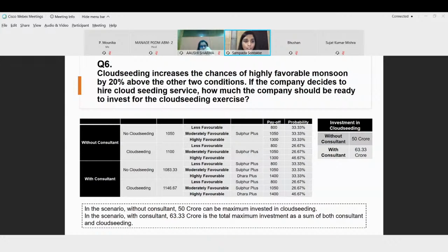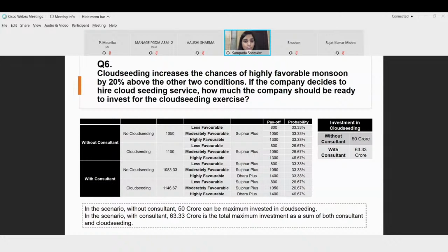So for this, like I mentioned in the fifth question, for the without consultant scenario, again, we have tried to find out the product using the expected value. Sulfur plus here again gave the maximum payoff, and therefore sulfur plus was considered for the without consultant scenario. So we just multiplied it with the probabilities for each of the scenarios. And then, as you can see, for no cloud seeding, the payoff came out to be 1050, while for cloud seeding, it came out to be 1100. So here we can say that cloud seeding is giving an incremental benefit of 50 crores.